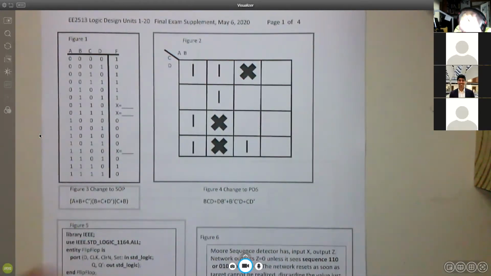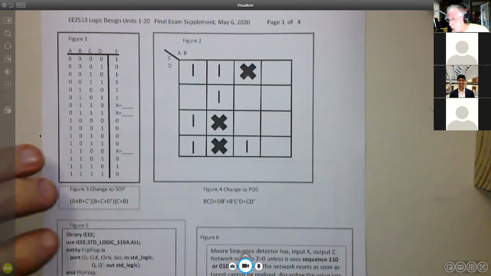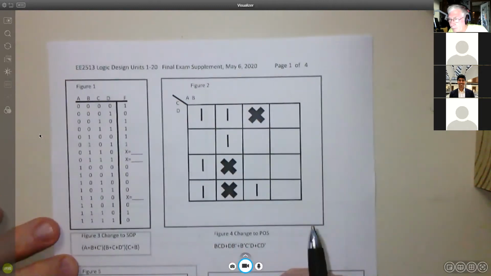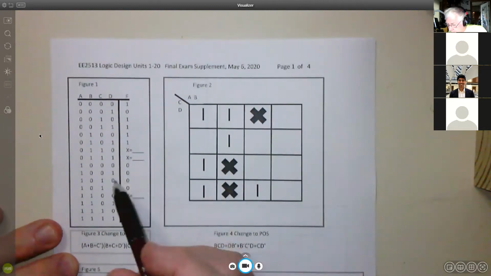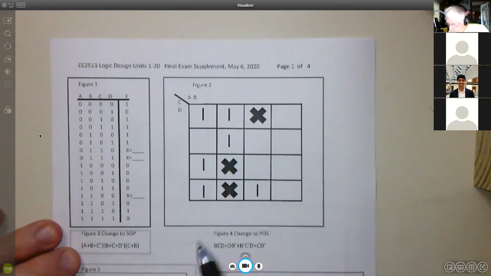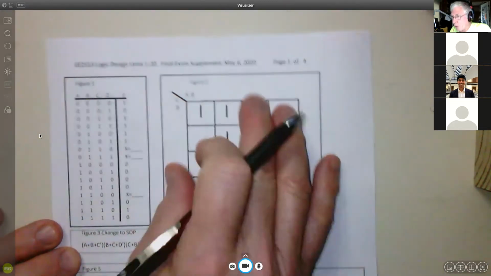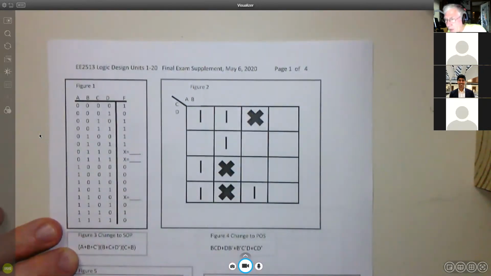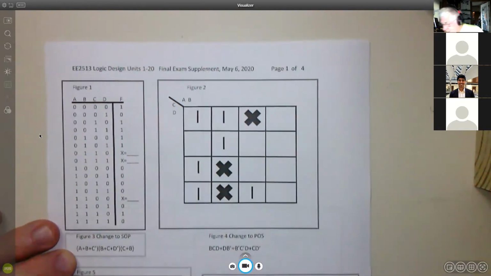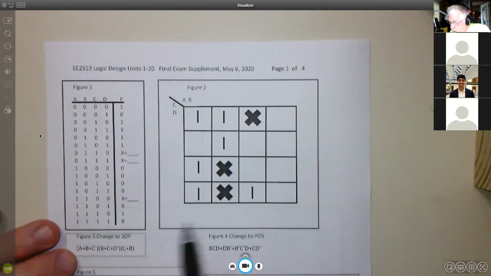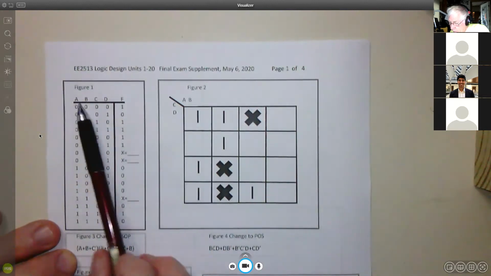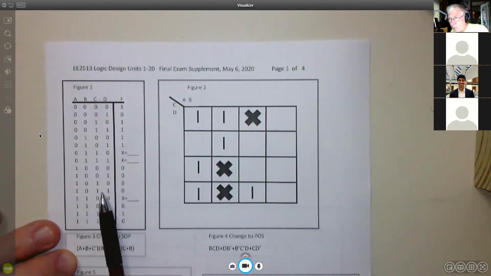So some of the first stuff will be about just taking a truth table and plotting it. So here's an example of a truth table. And it may or may not be the case that figure two will be the same as figure one. So make sure you verify that it is, if it is, or that you verify that it is not, if it is not. Then here we'll have a couple of questions about the truth table itself.